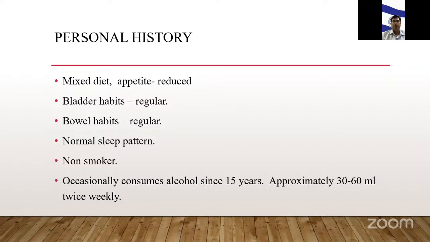So what kind of alcohol is he consuming? Since 15 years, what is the significance of this for the liver? Sir, there is a weekly safety limit for consumption of alcohol. If it exceeds that, the patient might go into alcoholic liver disease, ALD. He is taking approximately 30 to 60 ml twice weekly. But what kind of alcohol is he taking?